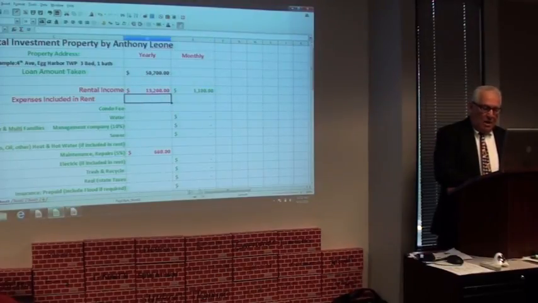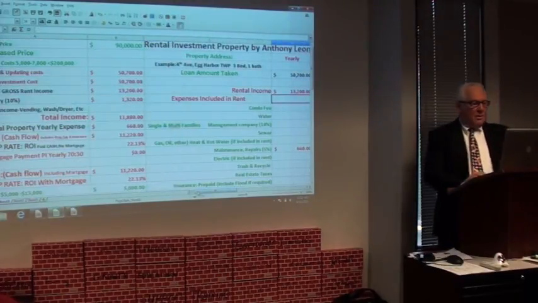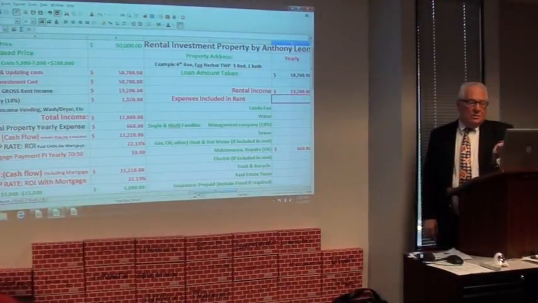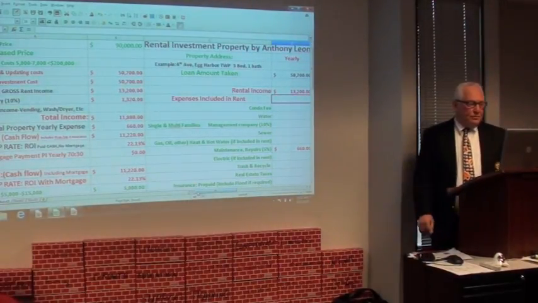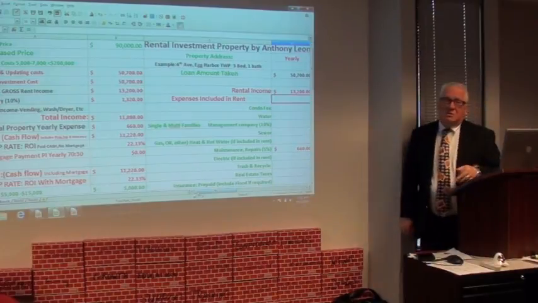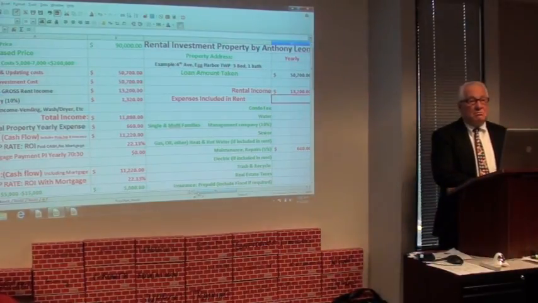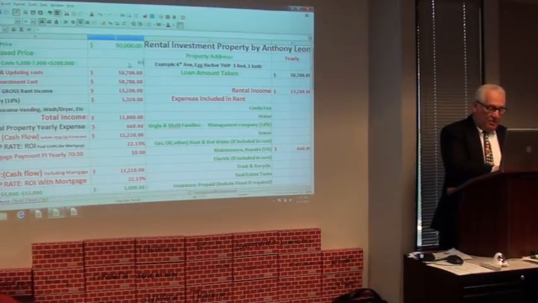Okay, so now what's happening is we're building something up. So now we're starting to plug in numbers. Closing costs on a house, $5,000? Fair? Okay, we're going to say the closing cost for this property is $5,000.